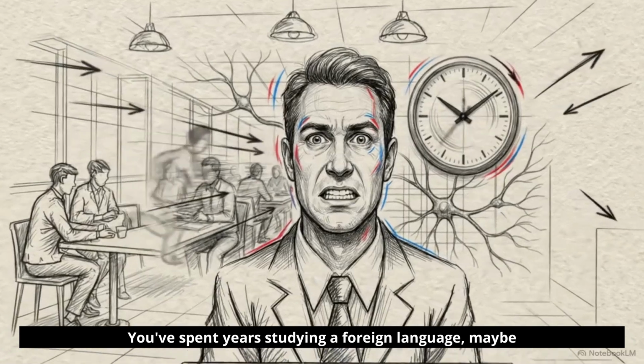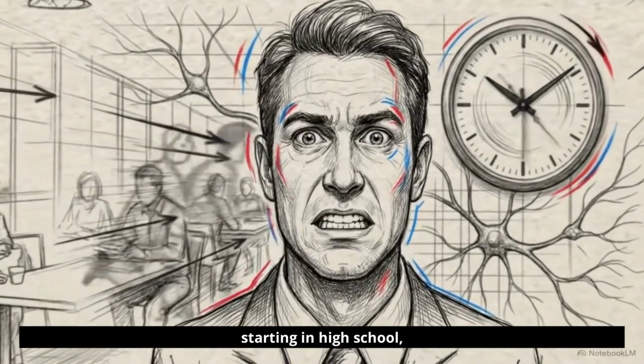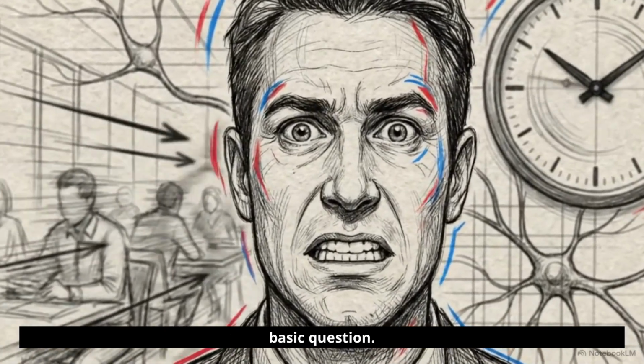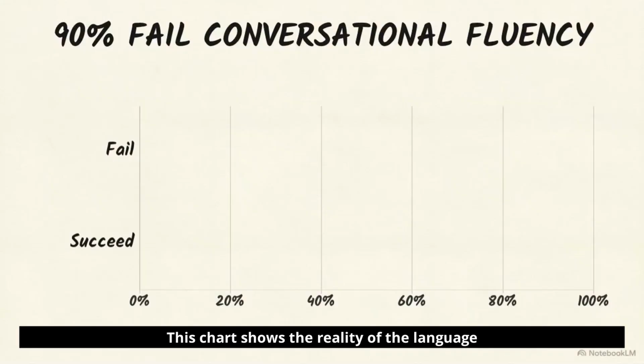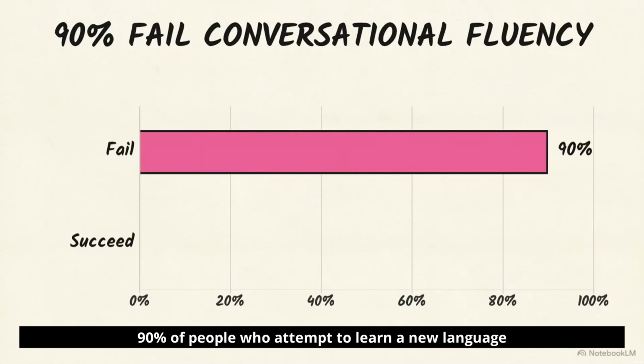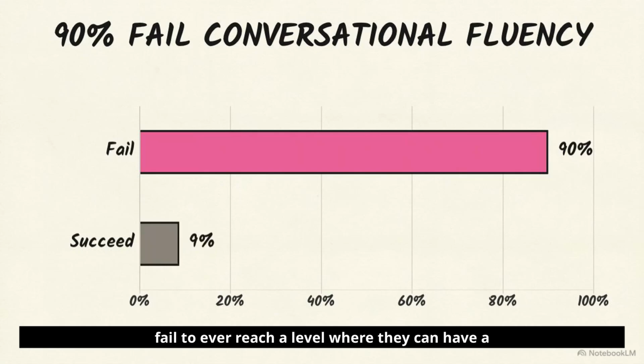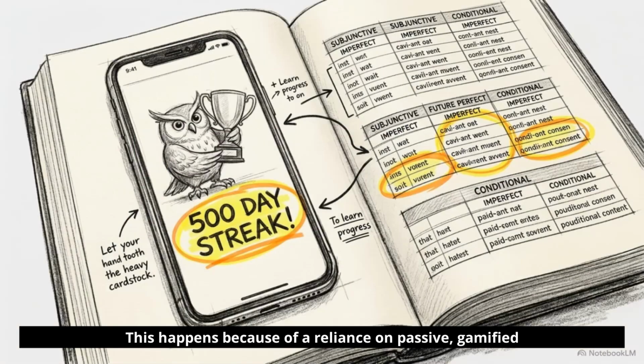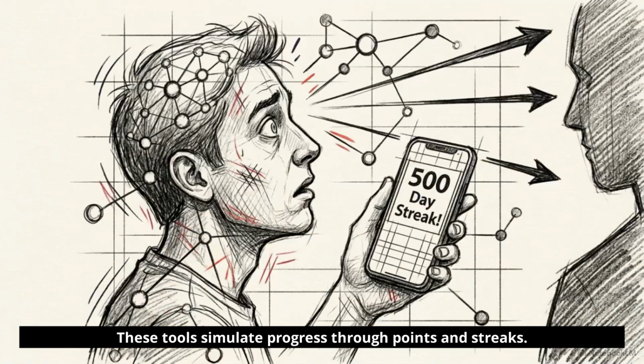You've spent years studying a foreign language, maybe starting in high school, only to freeze the moment a native speaker asks you a basic question. This chart shows the reality of the language education industry. 90% of people who attempt to learn a new language fail to ever reach a level where they can have a basic conversation. This happens because of a reliance on passive, gamified apps and abstract grammar tables. These tools simulate progress through points and streaks, but they rarely translate into the functional scale of speaking.